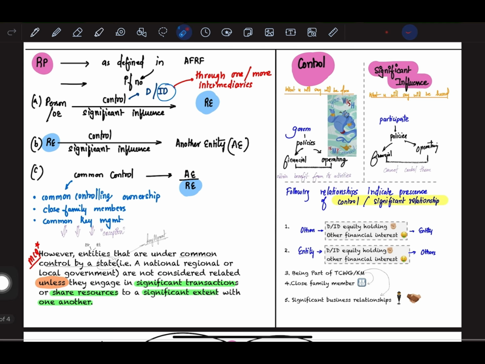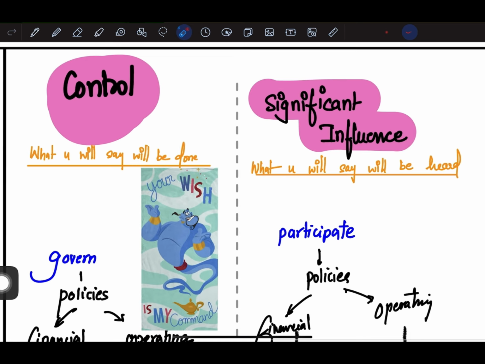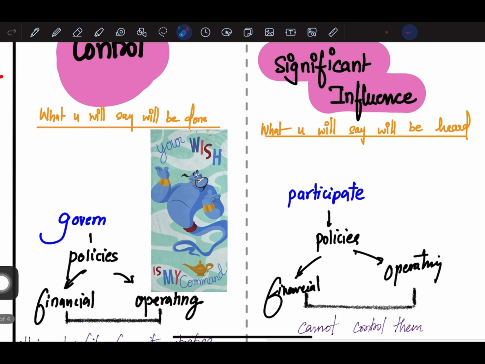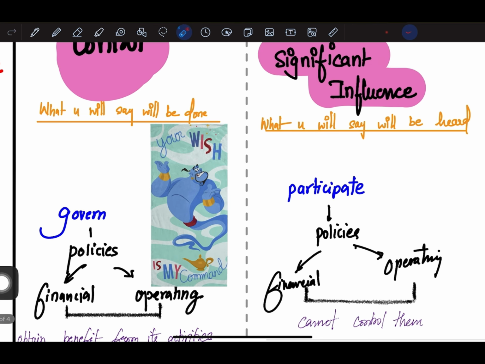Before understanding the meaning of related party, let us understand the difference between control and significant influence. So what is the meaning of control? In general sense, control means that what you say will be done. Your wish is my command. Whatever you are telling will be done. That is the meaning of control. What is the meaning of significant influence? Significant influence means that what you say will be heard. There is no guarantee whether it will be done or not. It will just be heard.